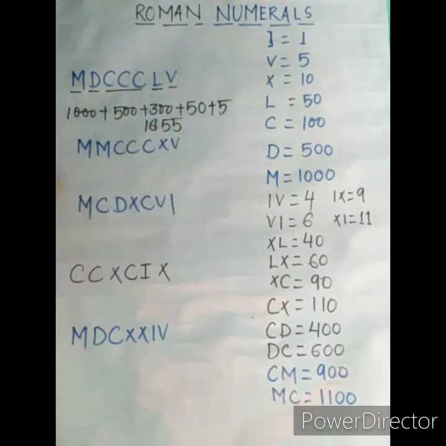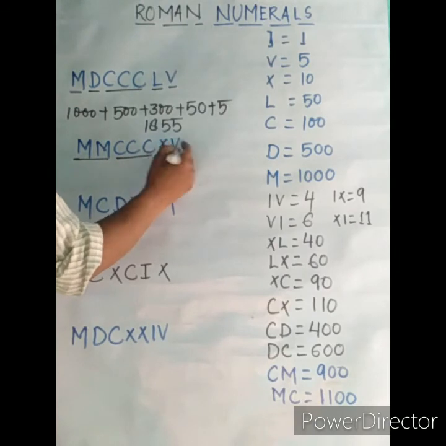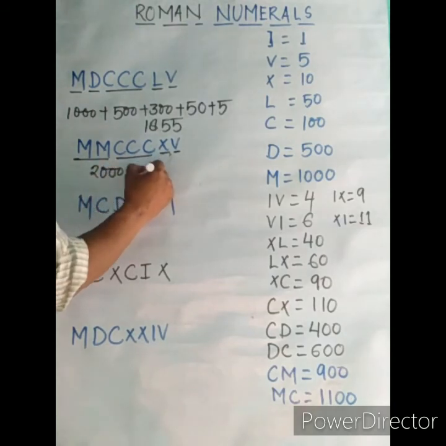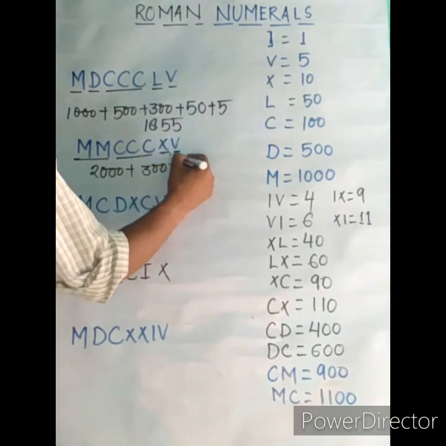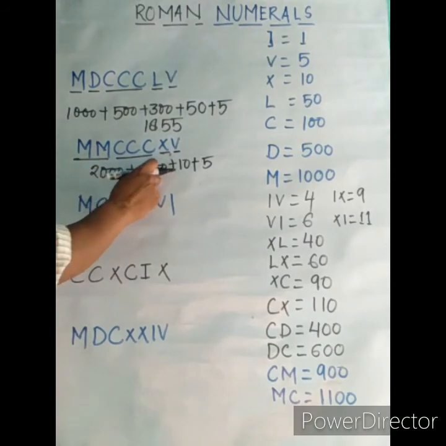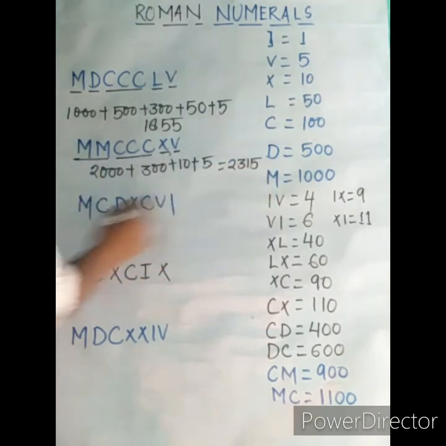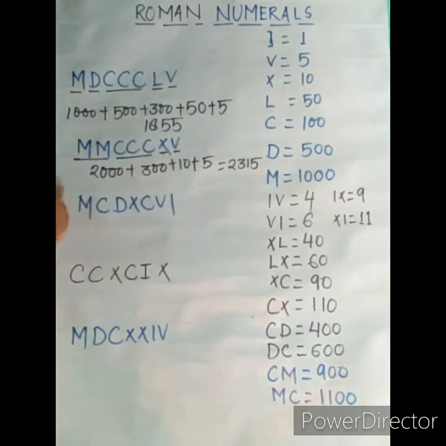Same way here you can see these two are written together. These three you can add together, and then X and V. This is 1000, 2000 plus CCC 300. X is 10 and V is 5. So 2350. Next, here also, if any combination is present, we will use it.